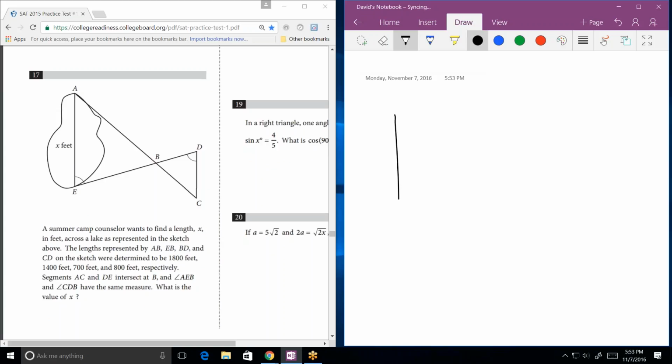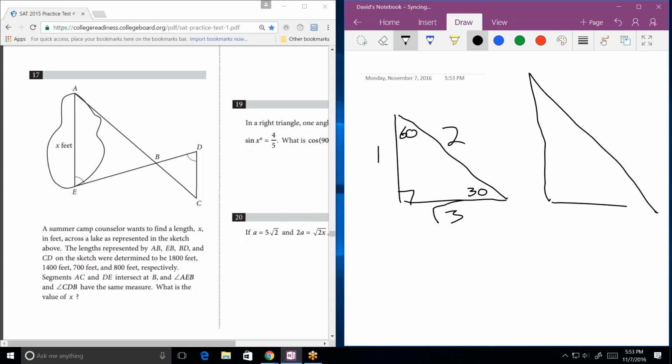In other words, if I have a 30, 60, 90 right triangle whose dimensions are 1, square root of 3, 2, and I have another triangle over here that's just a bigger version of it. It's still 30, 60, 90, and this side is 2.